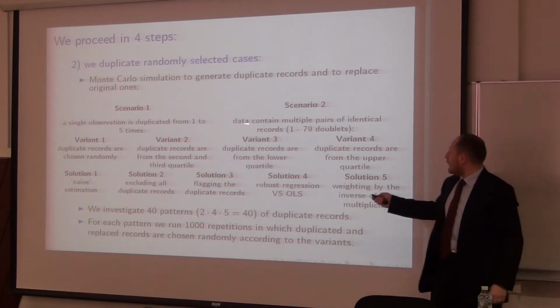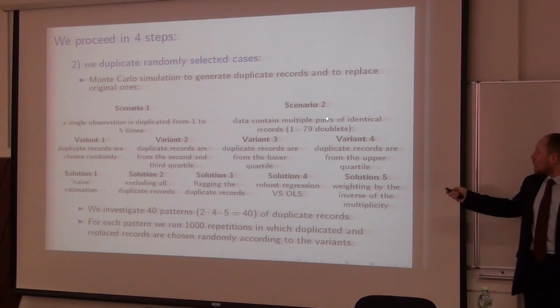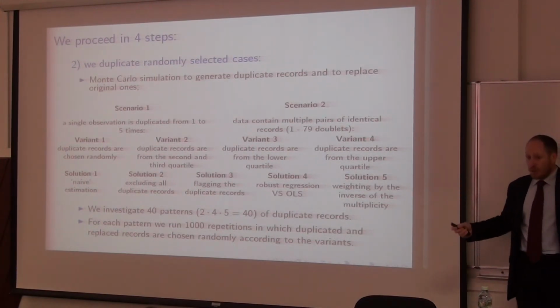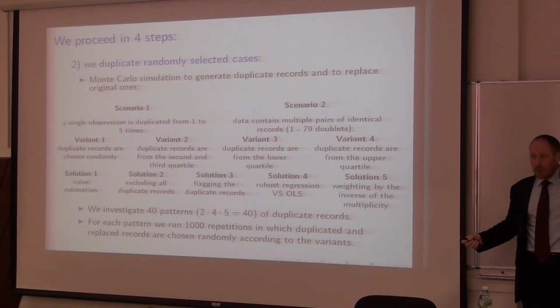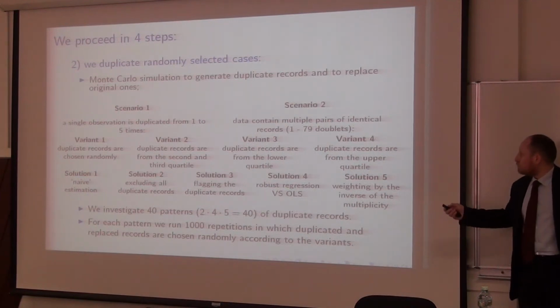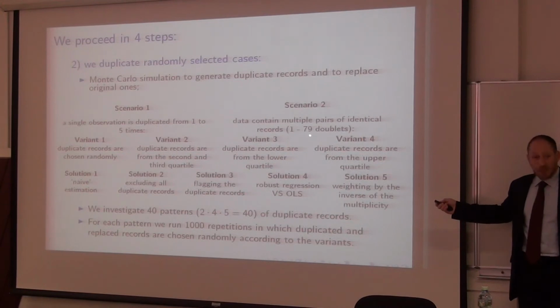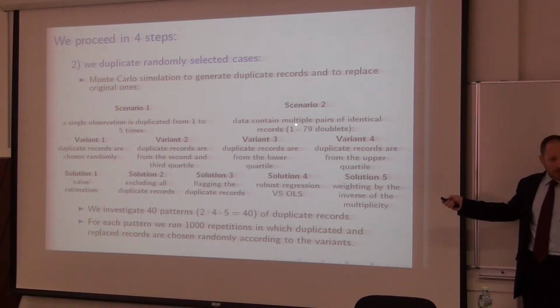Second scenario is when data contain multiple pairs of identical records. So here we're taking a doublet and we are duplicating it 1 time, 6 times, I don't remember it anymore, but you will see it later, up to 79 times. 79 doublets, I emphasize, in a sample of 1,500 observations amounts to nearly 10%.